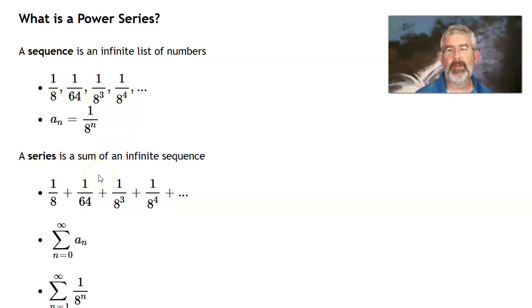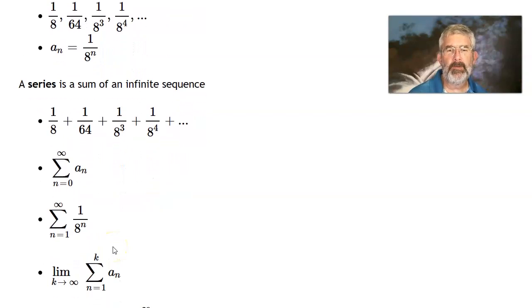A series, on the other hand, is a sum of that infinite list of numbers. So it's the sum of an infinite sequence. So for instance, 1/8 plus 1/64 plus 1/8 cubed plus 1/8 to the fourth plus 1/8 to the fifth, and so on, is a series. It is an infinite sum of numbers. This is quite often denoted using the summation notation.